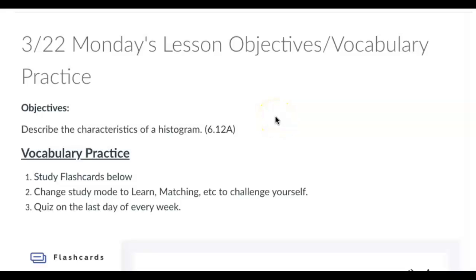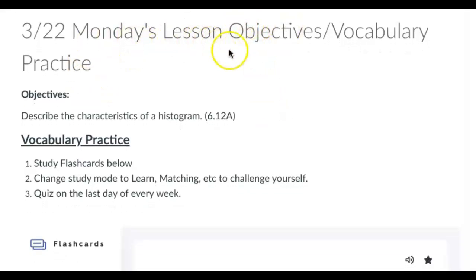The notes that we're doing today are going to be about a histogram, which is a special kind of bar diagram. Now, you are expected to complete this notes video by midnight tonight. However, we're not going to do the independent practice for histograms until Monday, March 22nd. So this is why it says Monday, March 22nd on the lesson objectives.